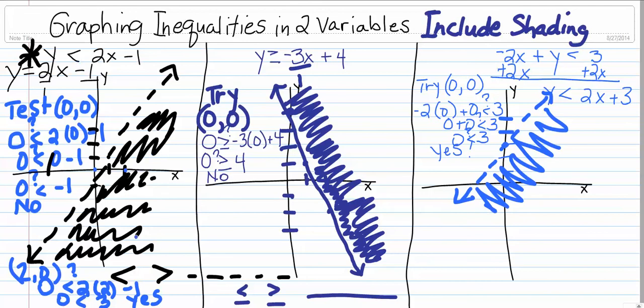But again, if you're not sure and can't tell which side's above, which side's below, this one's hard maybe to tell, then try a point. Doesn't have to be 0, 0, but that's usually the one with the easiest math, as long as the line that you graphed is not going through 0, 0.